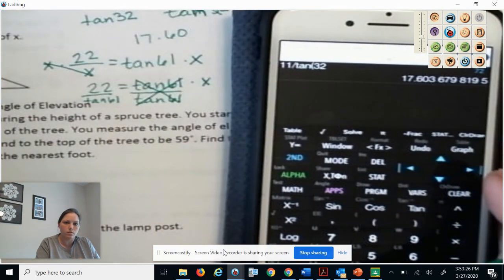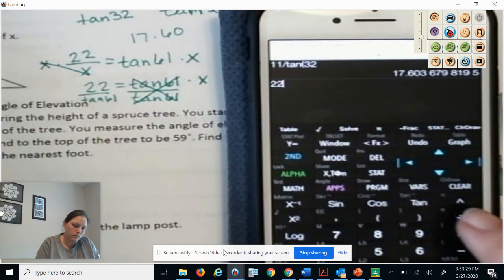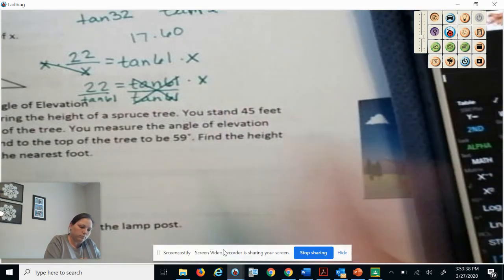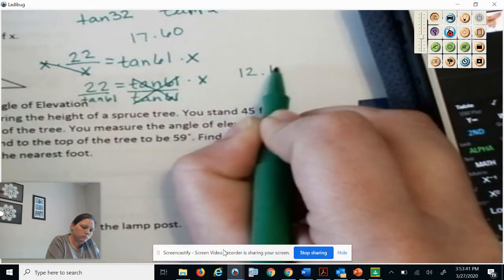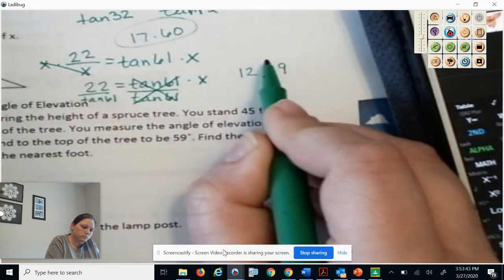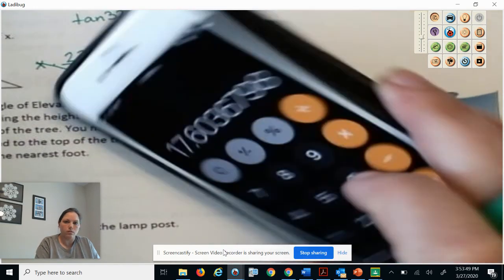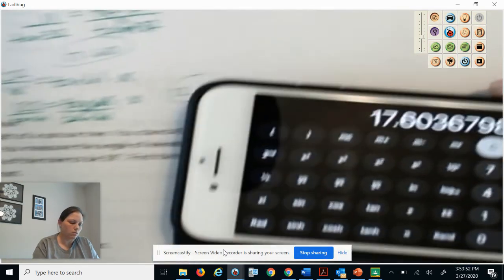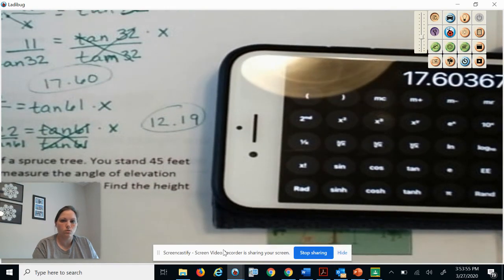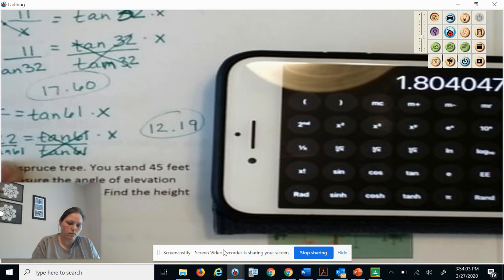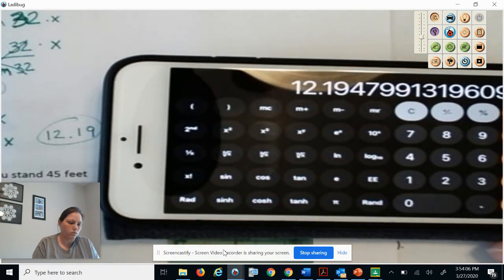If you're using your graphing calculator, type it in. 22 divided by tangent 61. Enter. You get 12.19. Okay. I'm going to go back and show you on your regular calculator. We're doing 22 divide 61 tangent equals. And there's your 12.19.